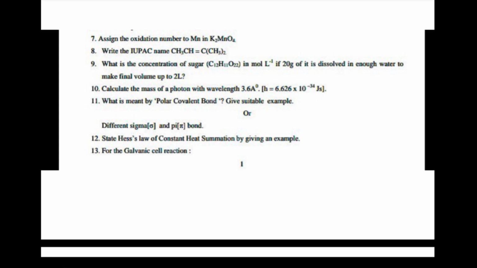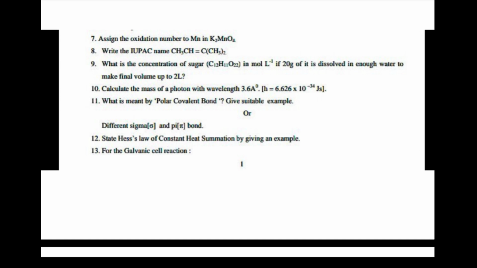Next question, question number 10th. Calculate the mass of a photon with wavelength 3.6 A raised up to power 0. So the answer is 6.12135 into 10 raised up to power -33 kg.